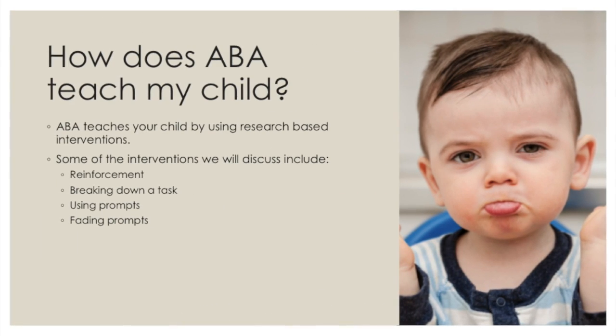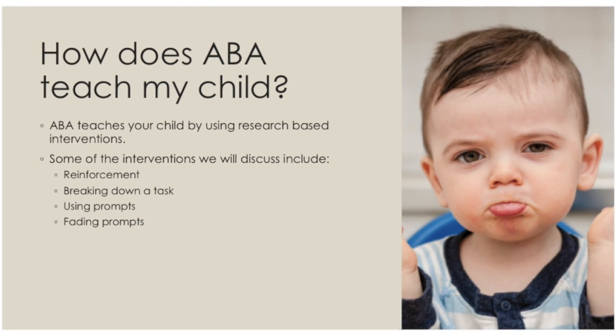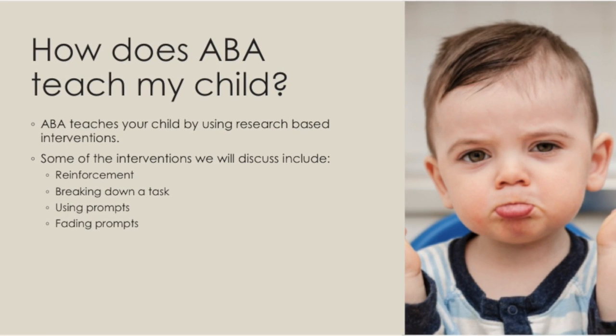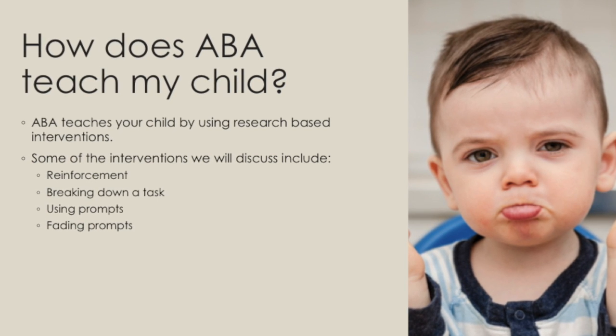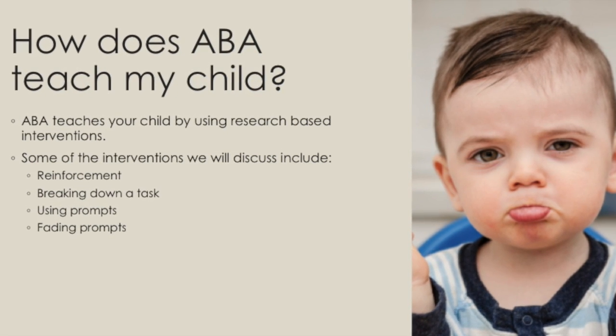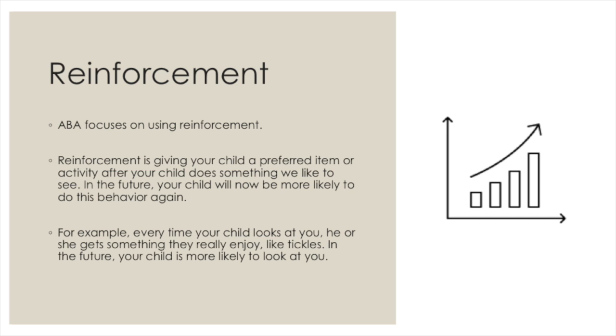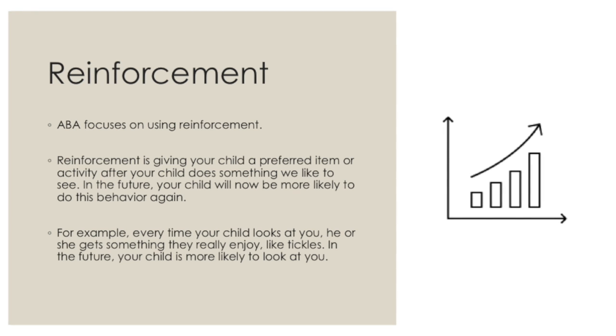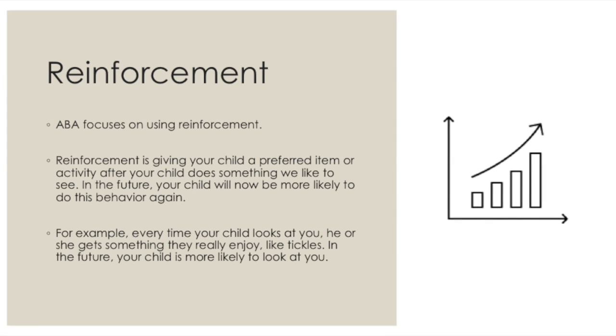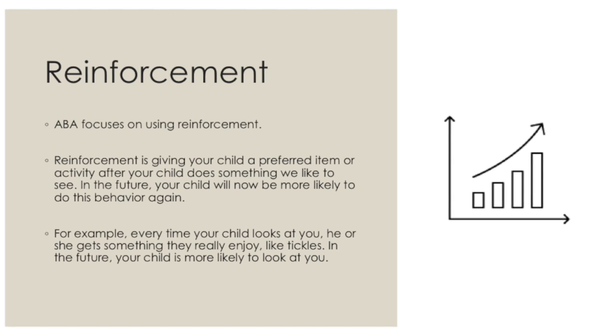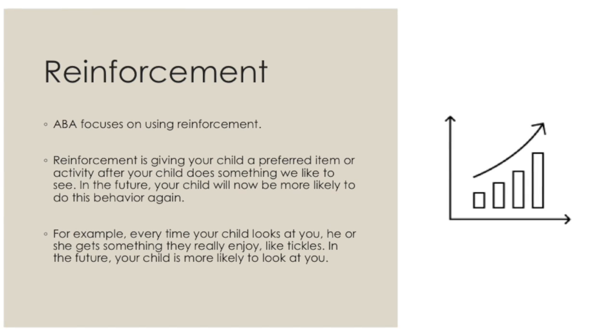So now we'll focus on how does ABA teach my child. ABA teaches your child, like we talked about before, using research-based interventions. Some of the interventions that we'll talk about include reinforcement, breaking down the task, using prompts, and fading prompts. So reinforcement. ABA focuses on using reinforcement. This is what I love about ABA. Basically, reinforcement is using something that your child really, really loves to increase a behavior that we want to see, or to increase your child doing something that we want to see.